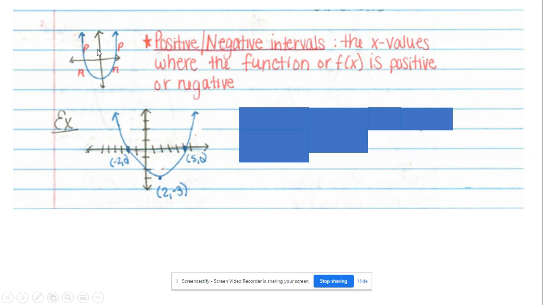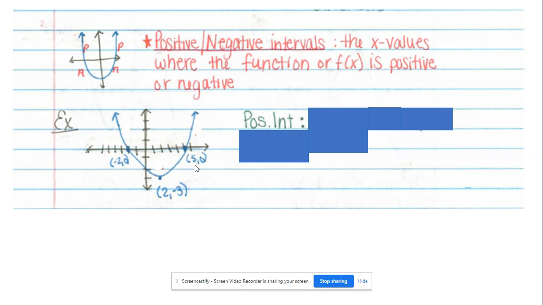So showing you again, here's what my notebook looks like. And then draw yourself this example. It doesn't have to be perfect. You do need to make sure that you include the key points of (-2, 0), (2, -3), and (5, 0). So the first thing I do for positive and negative intervals, just like increasing, decreasing, is you're always going to start from the left.